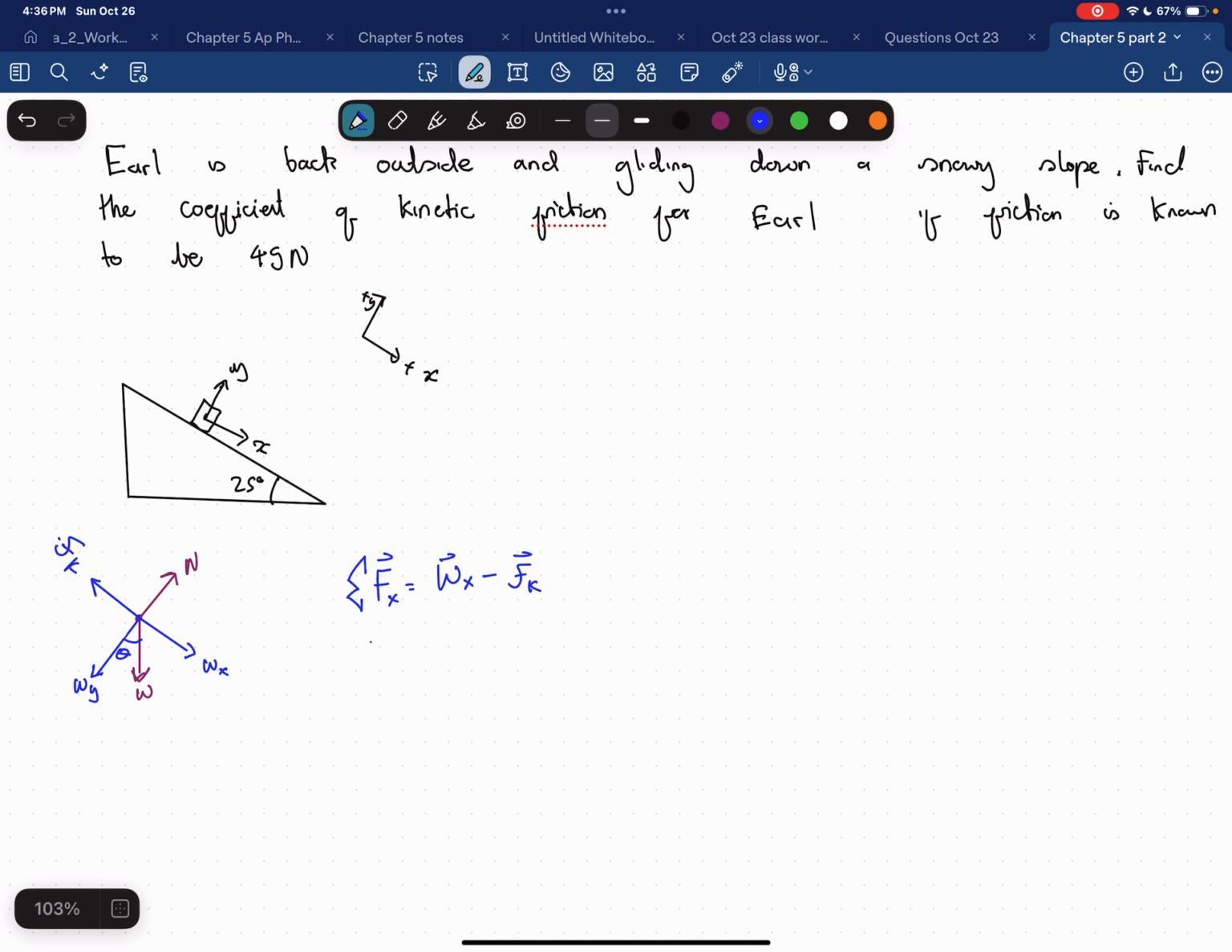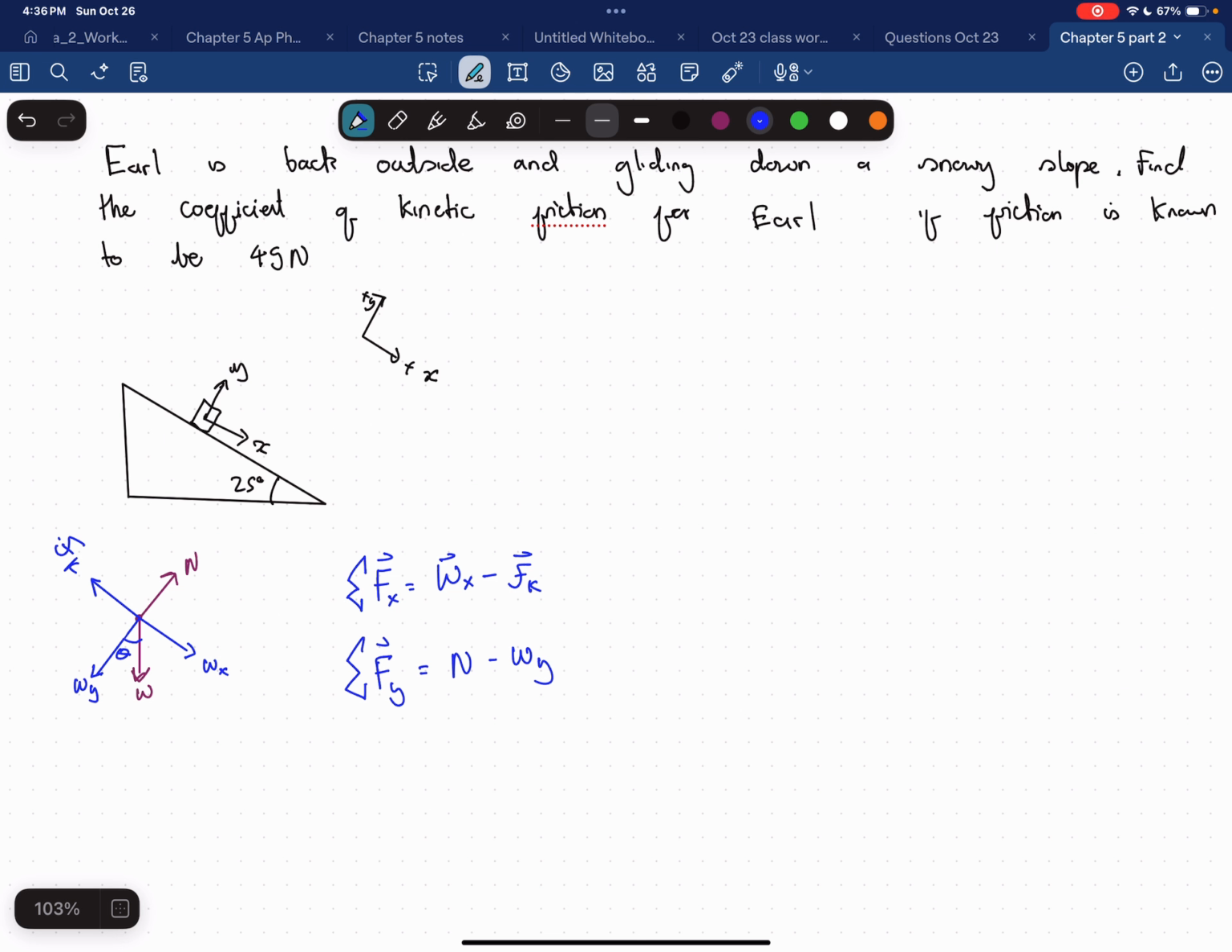And in the y direction, I don't have any motion. I'm just going to put that there for learning purposes. The normal force minus my omega y. All right. So now, let's see. My question: did I have this guy moving at a constant speed or not? No, it's not. Okay. So now, what's omega x?